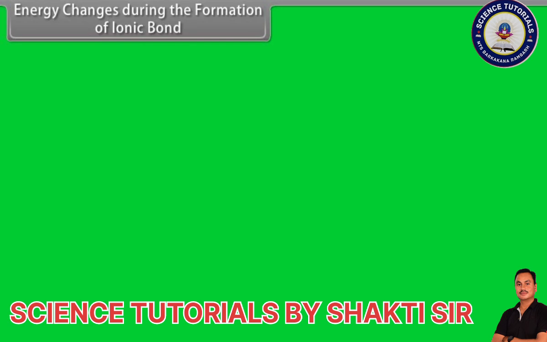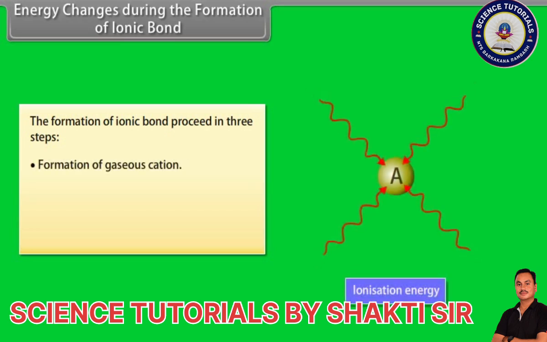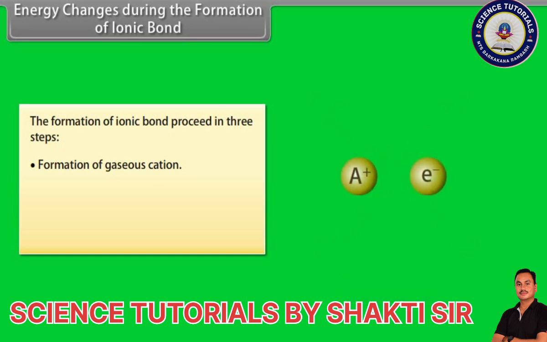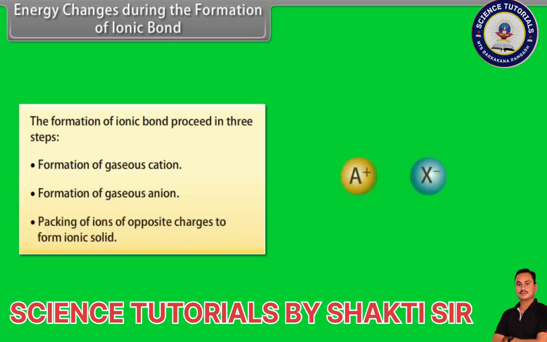Energy changes during the formation of ionic bond. The formation of an ionic bond proceeds in the following 3 steps. Step 1: formation of gaseous cation. The energy required for this step is called ionization energy. Step 2: formation of gaseous anion. The energy released in this step is called electron affinity. Step 3: packing of ions of opposite charges to form an ionic solid. The energy released in this step is called lattice energy.